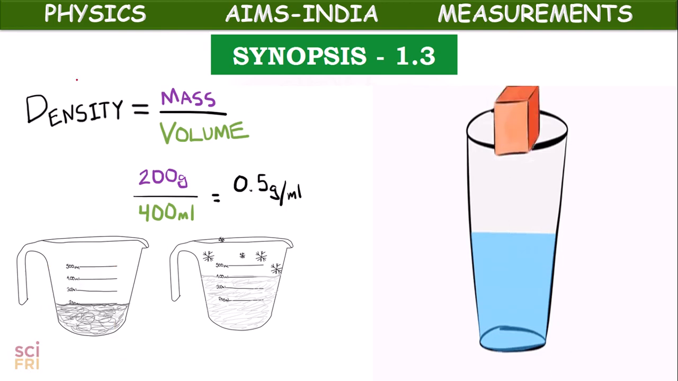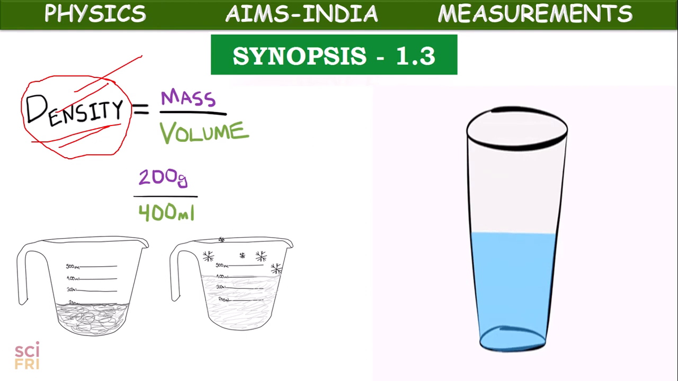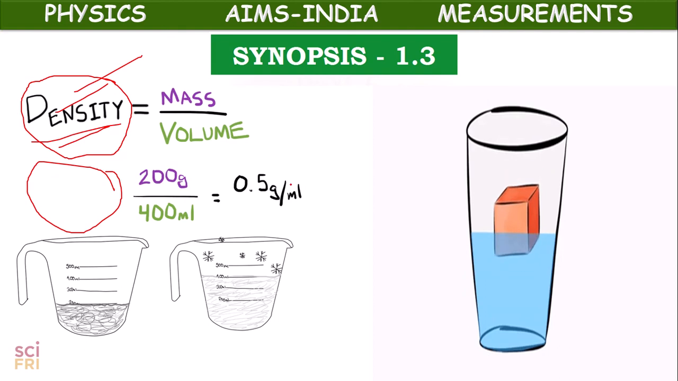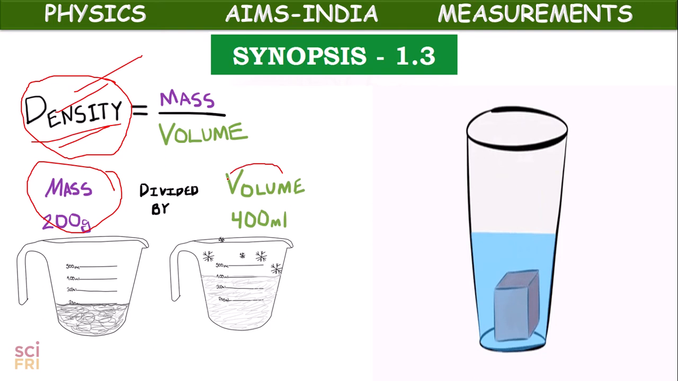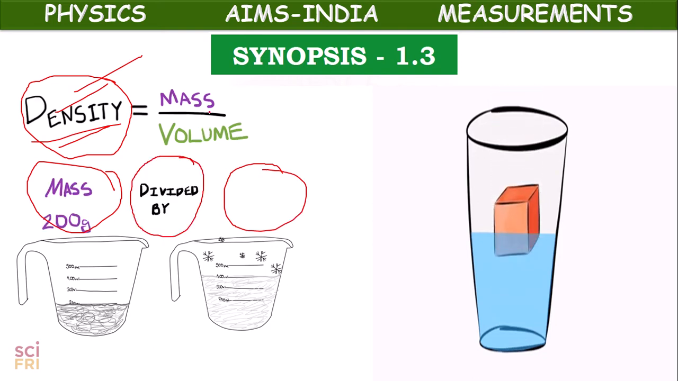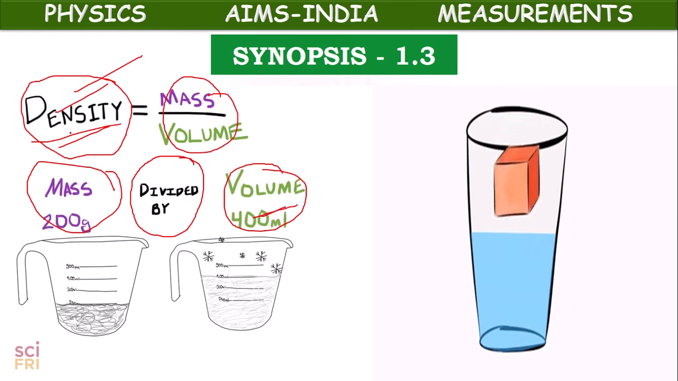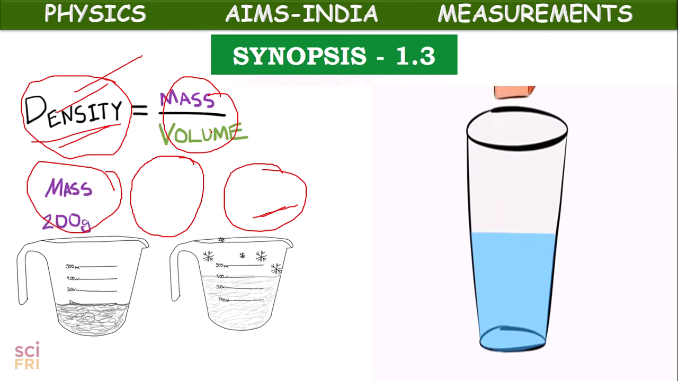Our today's concept is regarding density, children. We are going to learn about density. Density means how much mass we have taken and what volume we have taken. That ratio, mass by volume, for example 0.5 gram per ml, is called density. It means the mass of the object per unit volume.